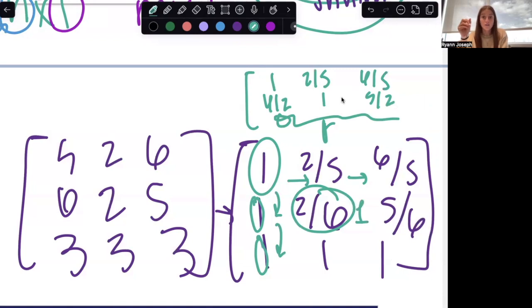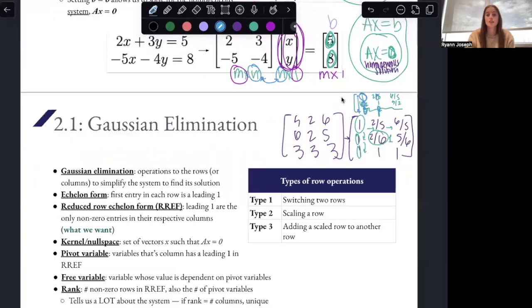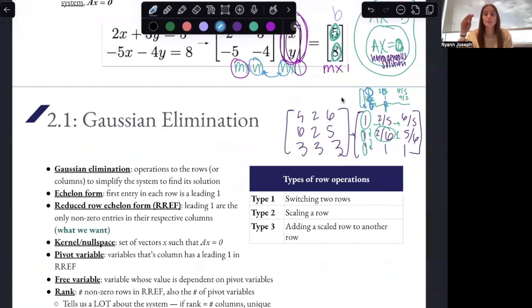However, remember, this can only be the only non-zero value in this column. So this must be a 0, and this must be a 0. Then this must be a 0. This must be a 0. It's a very powerful form. It's going to take a little bit of effort to get matrices into reduced row echelon form because it requires leading ones in each row and their entire column to be 0 besides that one value. It takes a lot of effort, but it's going to simplify the system as much as possible.